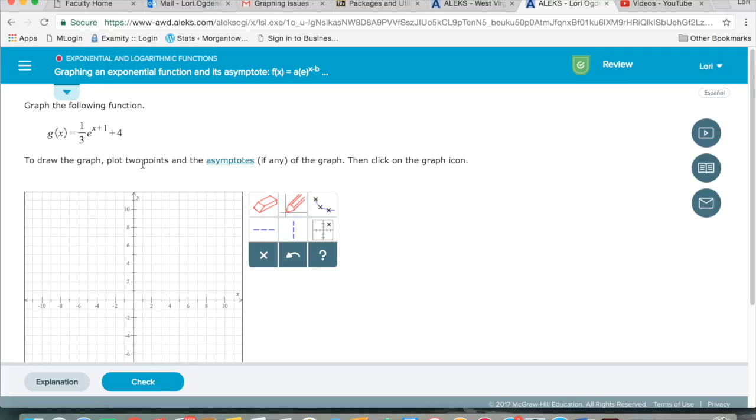So basically we want to identify the horizontal asymptote and plot 2 points. With these, you want the exact value, so you're going to just plot the points in terms of e.